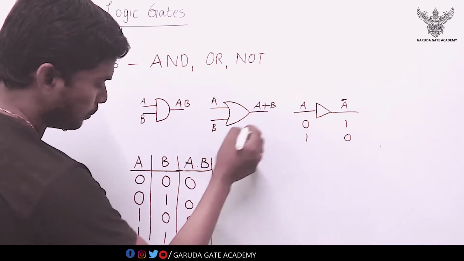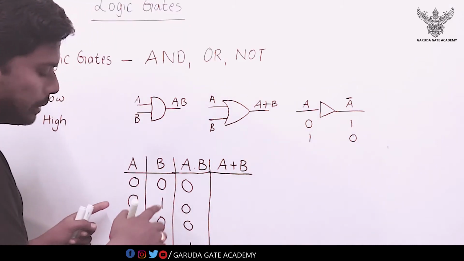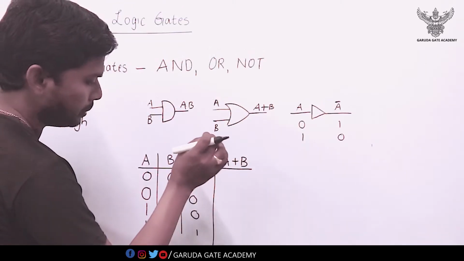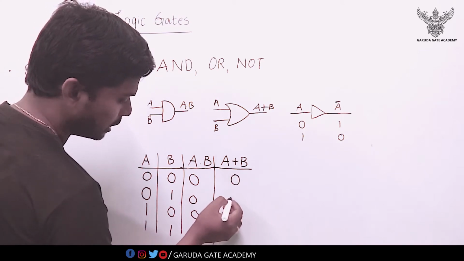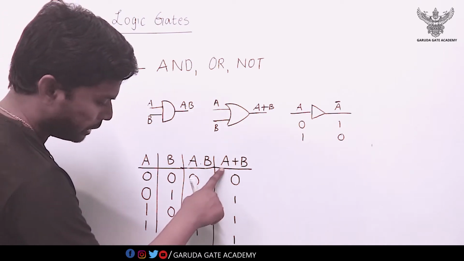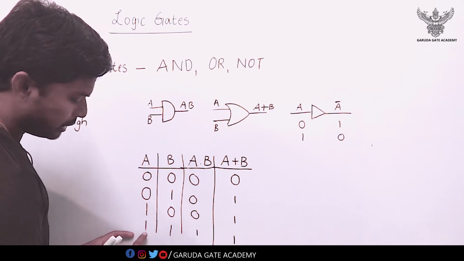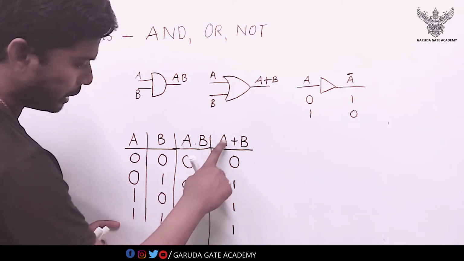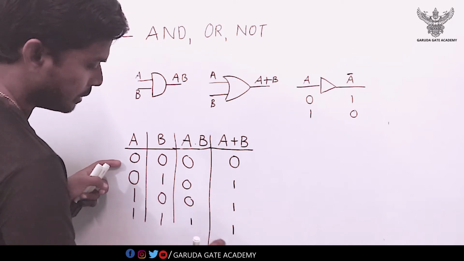Let us write the truth table for A or B. Actually I have to write a separate truth table for A or B, but I have just combined them. A or B will be 0 only when A is 0 and B is 0. In the rest of the cases it will be 1. So this is entirely in contrast to this one. See, A and B will be 1 only when A is 1 and B is 1, in the rest of the cases it will be 0, but A or B will be 0 only when A is 0 and B is 0. In the rest of the cases it will be 1.